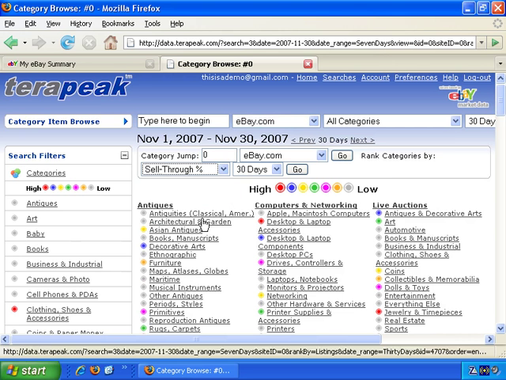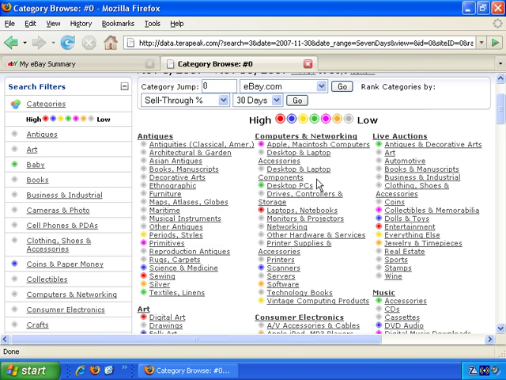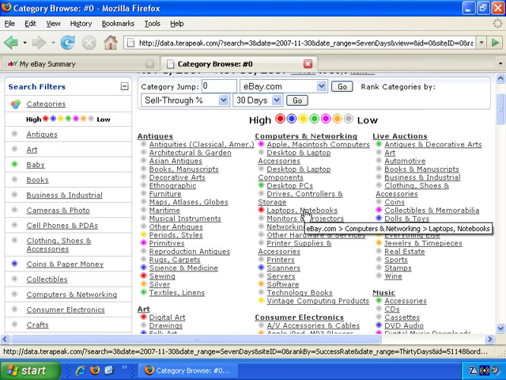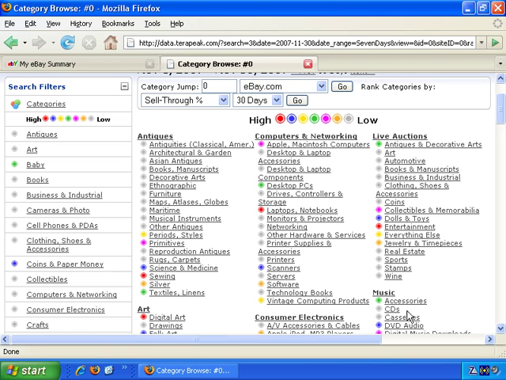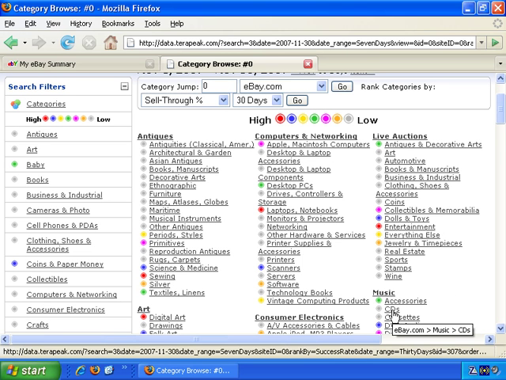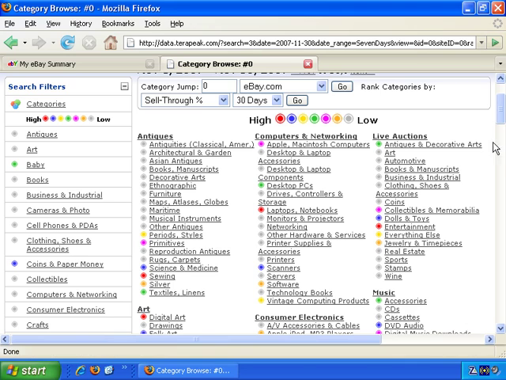Okay, other options. Let's have a look at sell-through rate. Which categories and subcategories have the highest sell-through rate over the last 30 days? And okay, laptops and notebooks are back again. They have a high sell-through rate. And interestingly, CDs have now gone gray, so there's obviously a low sell-through rate for CDs.